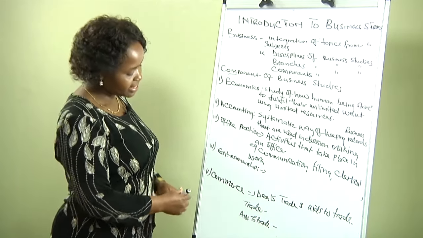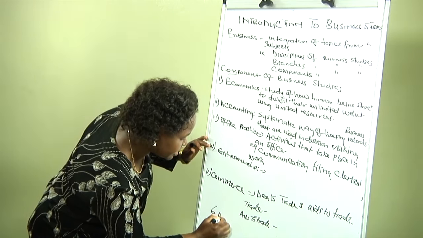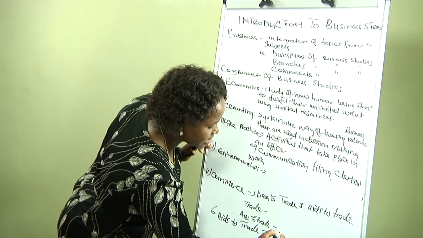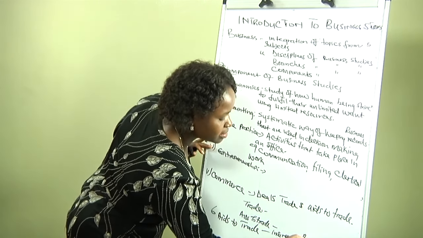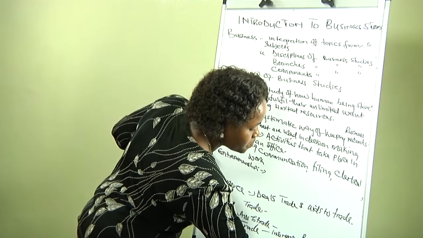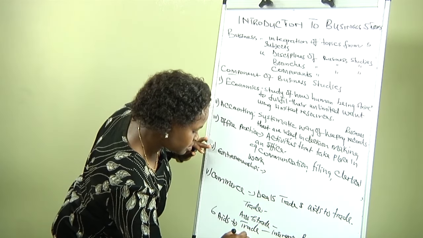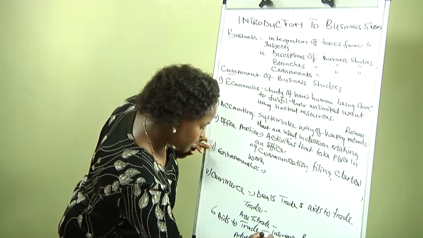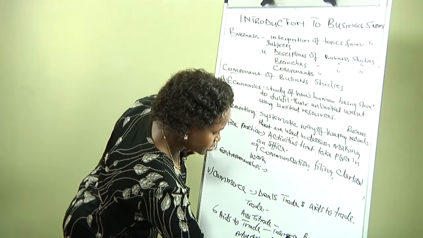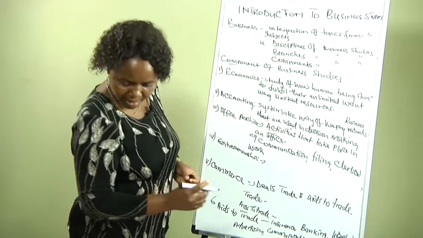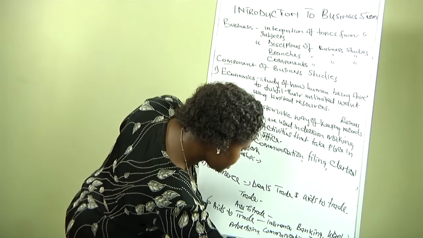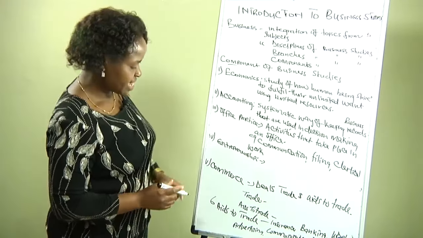All those facilities that enable trade to take place are those that fall under aids to trade. And we have 6 aids to trade. We have aids such as insurance, banking, warehousing, advertising, we also have communication, and transport. So those are the various aids to trade.